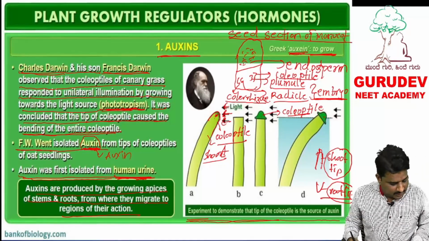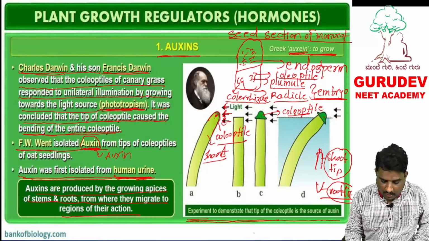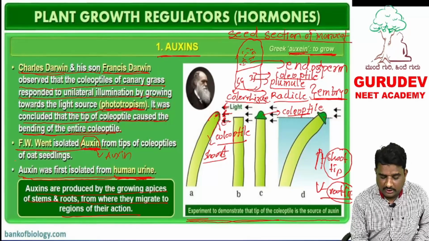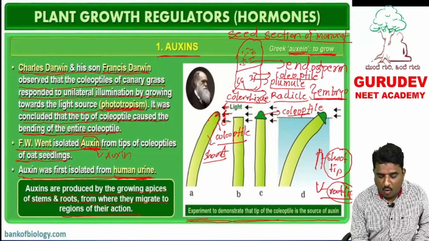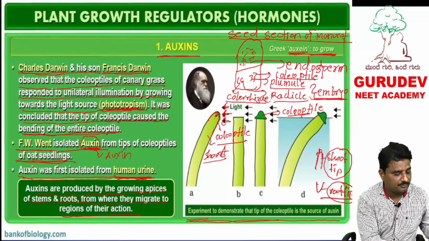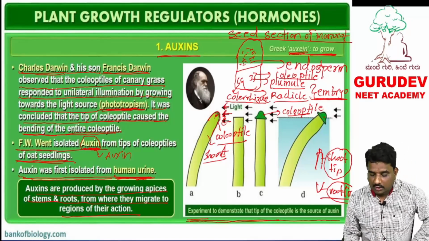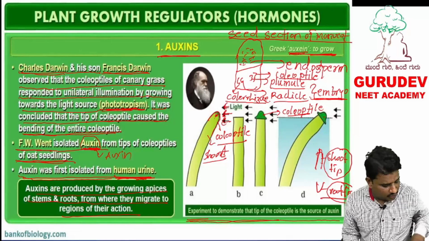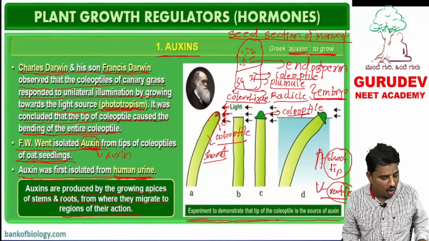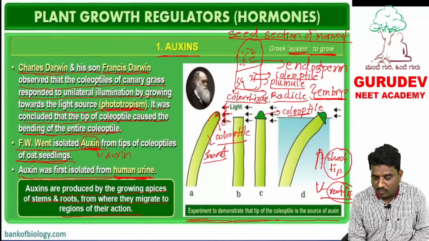Okay, this is the diagram showing how F.W. Went isolated auxin from oat seedling plants. He isolated auxin for the first time from oat seedlings. So this is the discovery of the hormone called auxin that we have studied. Auxin was also discovered from human urine, first time discovered from human urine.